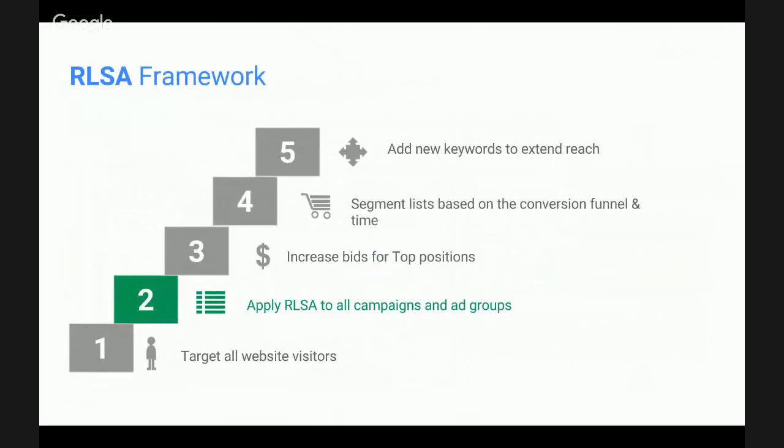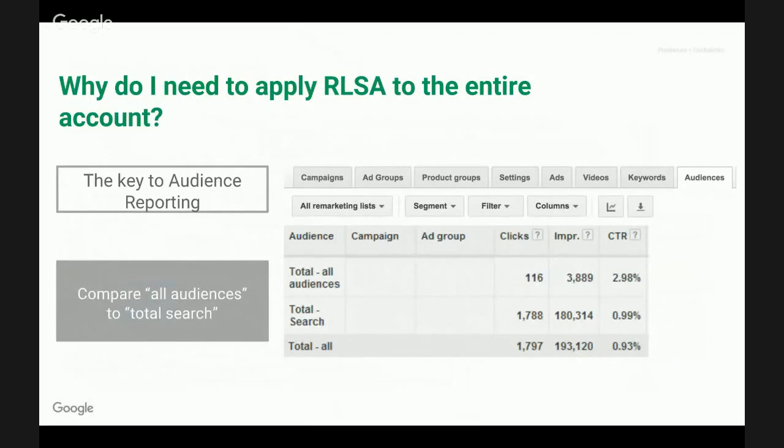Cool. So what happens then? You tag your website with the remarketing list, and then what you need to do is apply it to the entire account. The reason you want to apply it to the entire account is because you want to use the RLSA list in all the search campaigns, and second, because you want to get the basic reporting on your audience.